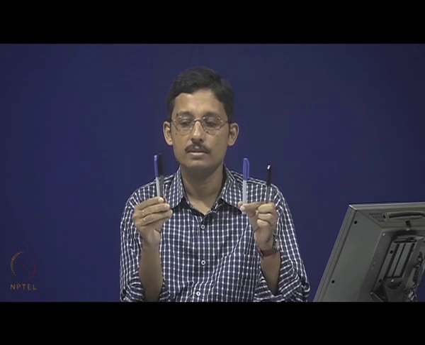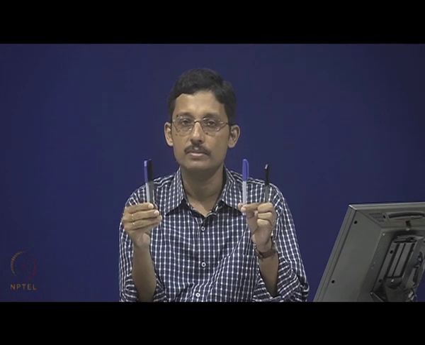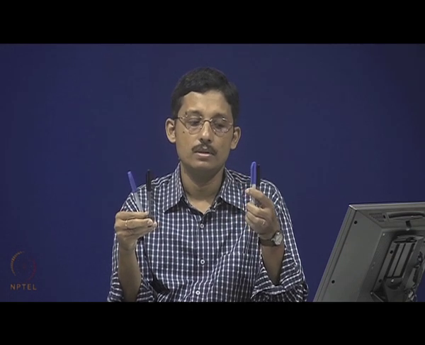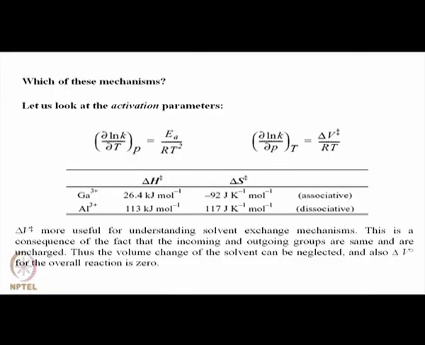So, the entropy for this transition will be less, and less means the difference is negative. In the reverse case, going from this to that, it is less and then more, so the difference is positive. That is why we have termed the plus 117 case to be dissociative and the minus 92 case to be associative.